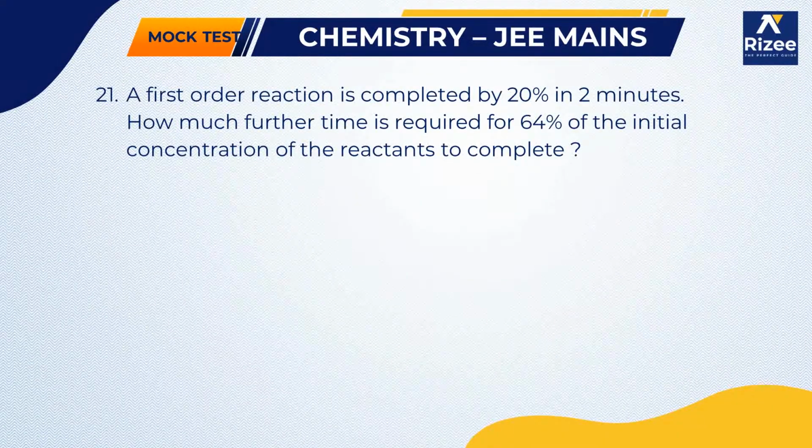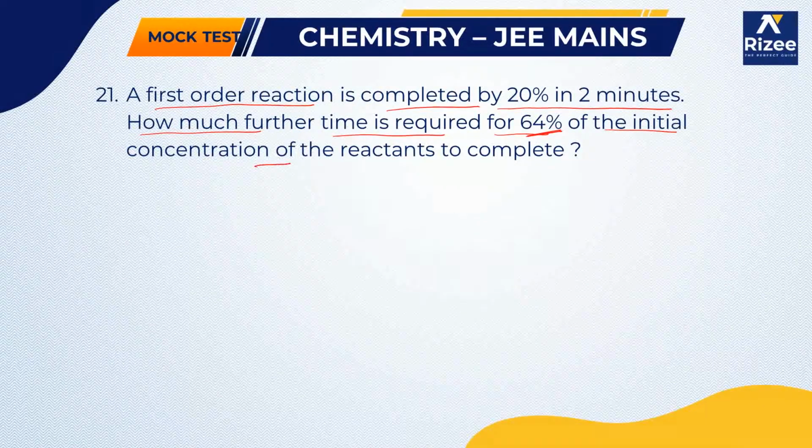Next, moving on to the next question. He is saying that a first order reaction is 20% complete in 80 minutes. So how much further time is required for 64% of the initial concentration of the reactants to react? We will see this one later onwards. First of all, we will see this.